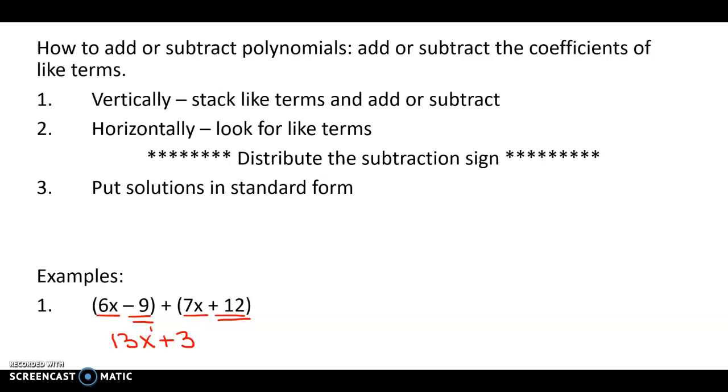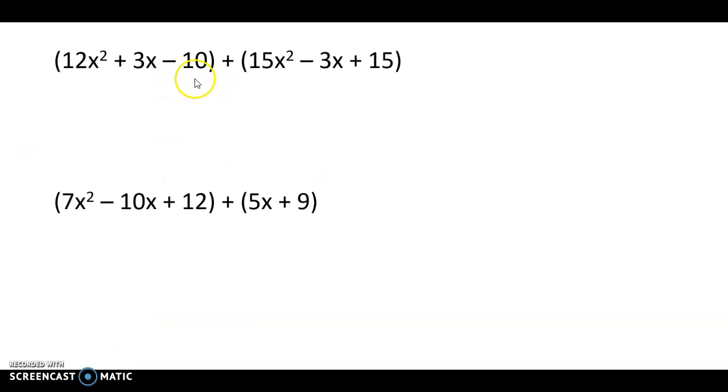So let's look at another example here. If I have 12x squared plus 3x minus 10 plus 15x squared minus 3x plus 15, okay? To get this in standard form, I kind of cheat, and I just go ahead and start with the highest exponent here. So I'm going to do 12x squared and 15x squared. If I combine those together, I get 27x squared. Okay, so what's my next highest variable? That's my x's. So 3x minus 3x. Well, those add to 0, so those just cancel each other out.